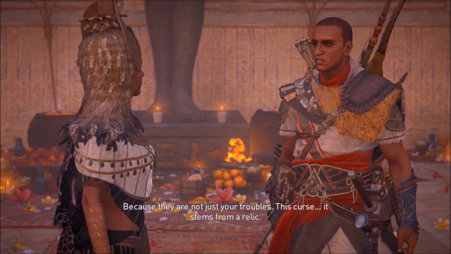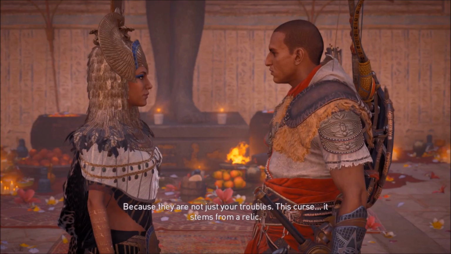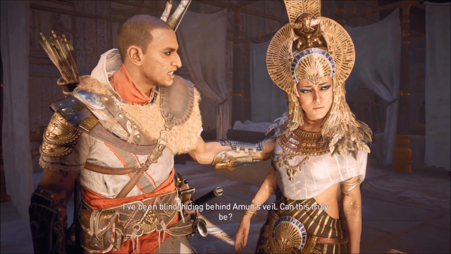But Bayek had seen this kind of dark magic before. He knew the curse wasn't the doing of any god, but the manipulation of the artifact being controlled by a human.